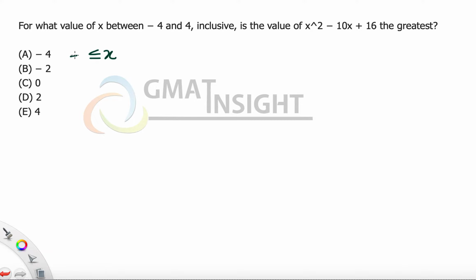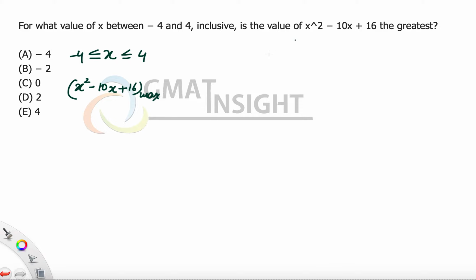...is between -4 and +4 inclusive, for what value of x is the value of x squared minus 10x plus 16 maximum? We have to maximize the value of this expression, and we have to find out for what value of x is that true.